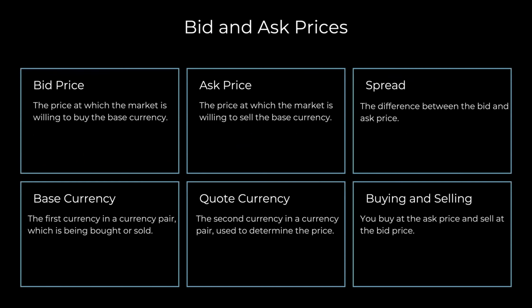All right, so bid and ask prices, what are they? The bid price is the price at which the market is willing to buy the base currency. Remember, we said the base currency is the first currency of the pair. Okay, the ask price is the price at which the market is willing to sell the base currency. Okay, so the market's bid is what you sell at and the ask is what you buy at. Very simple. Bid, buy, ask, sell. Okay, and then the spread is the difference between the bid and the ask price, what's profited in between the selling and the buying. That's what the brokers keep.